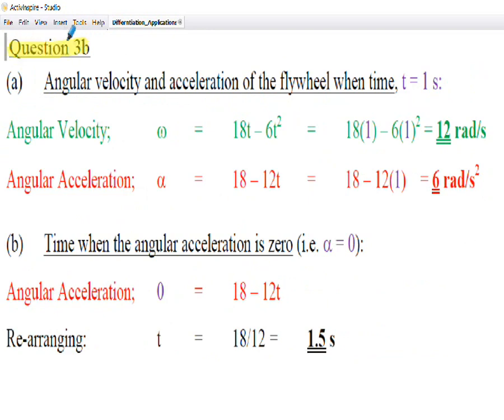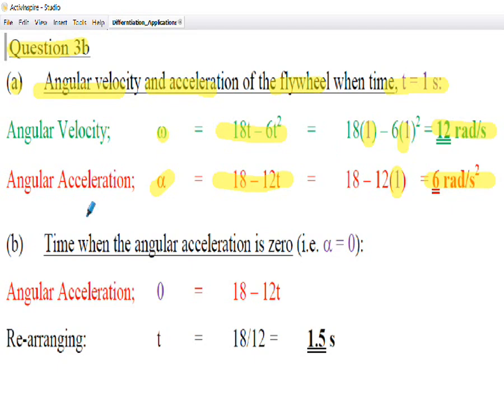So question 3b continued, part A here, to find the angular velocity and acceleration of the flywheel at time t equals 1 second, I simply put the value of 1 into the angular velocity equation, the 18t minus the 6t squared. I put in 1 for the t's there, that gives me 12 radians per second, and to find the angular acceleration alpha, again using the angular acceleration equation, I put the value of t equals 1 into the equation, and I find that the angular acceleration is 6 radians per second squared.